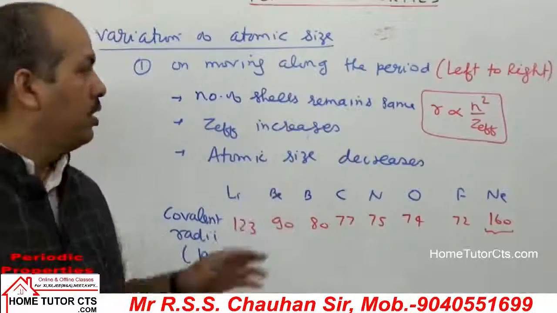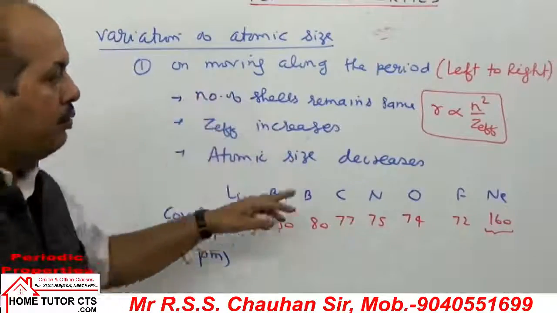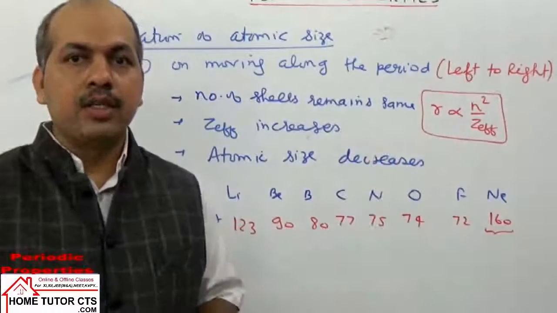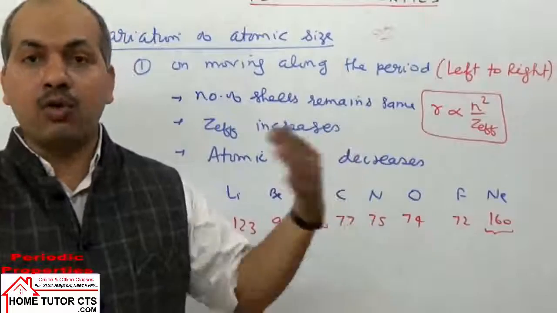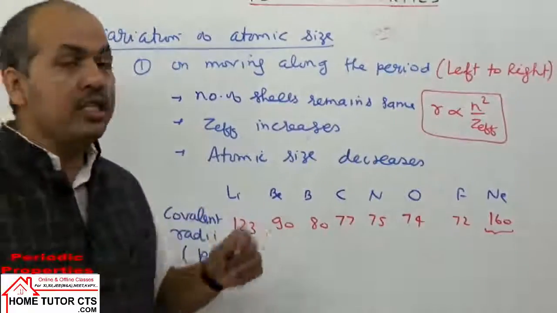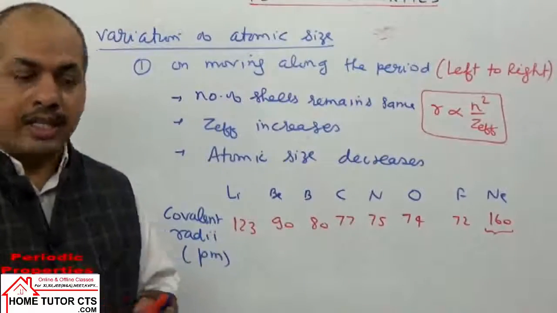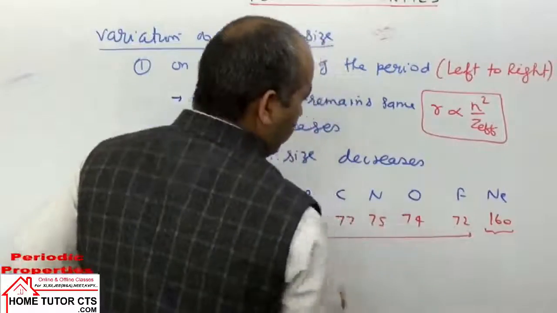What happens? Number of shells are constant. Already explained to you, if you apply even Slater's rule, we can see easily that Z effective increases. When the Z effective increases, then for the outermost shell electron, attraction increases. When attraction increases, the size of element decreases. If you take the pattern, size of element is decreasing from here to here.